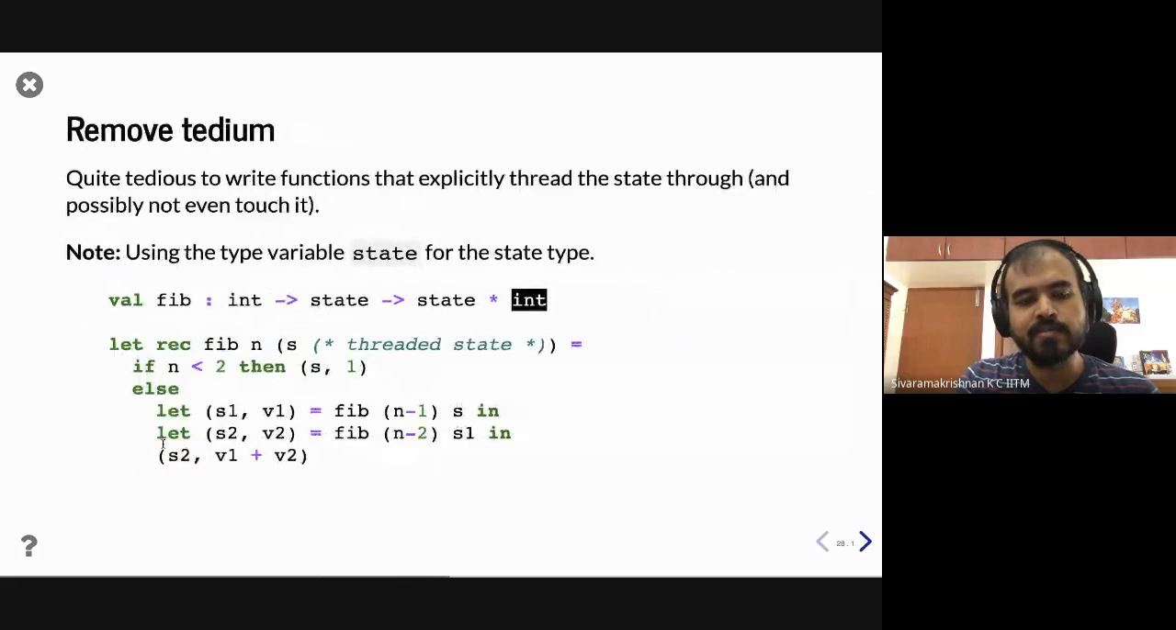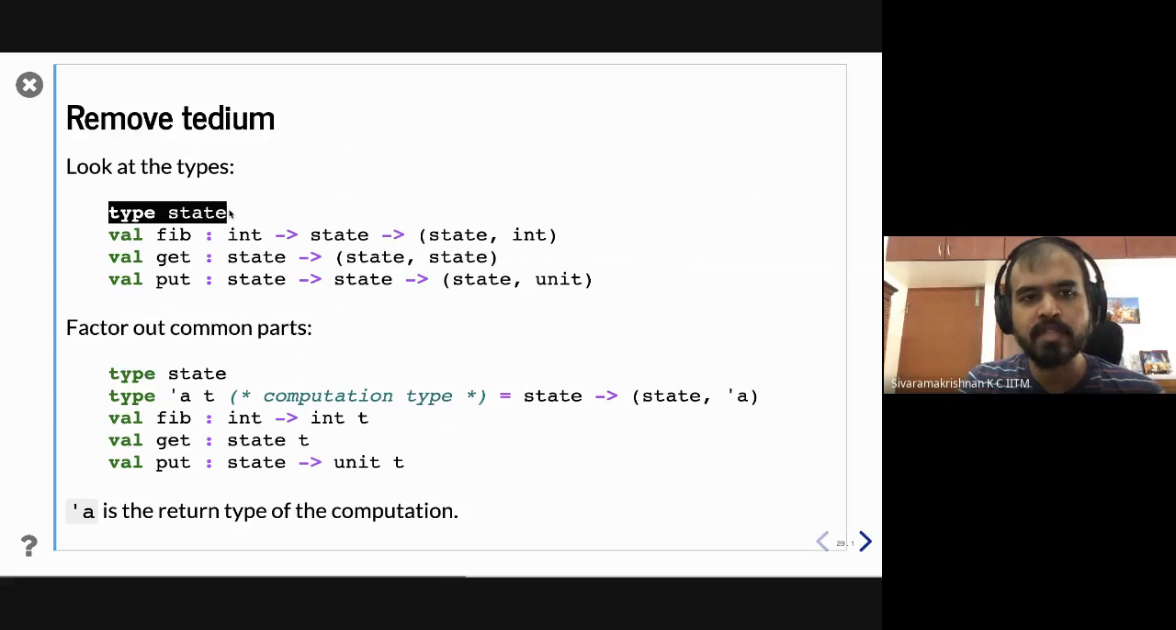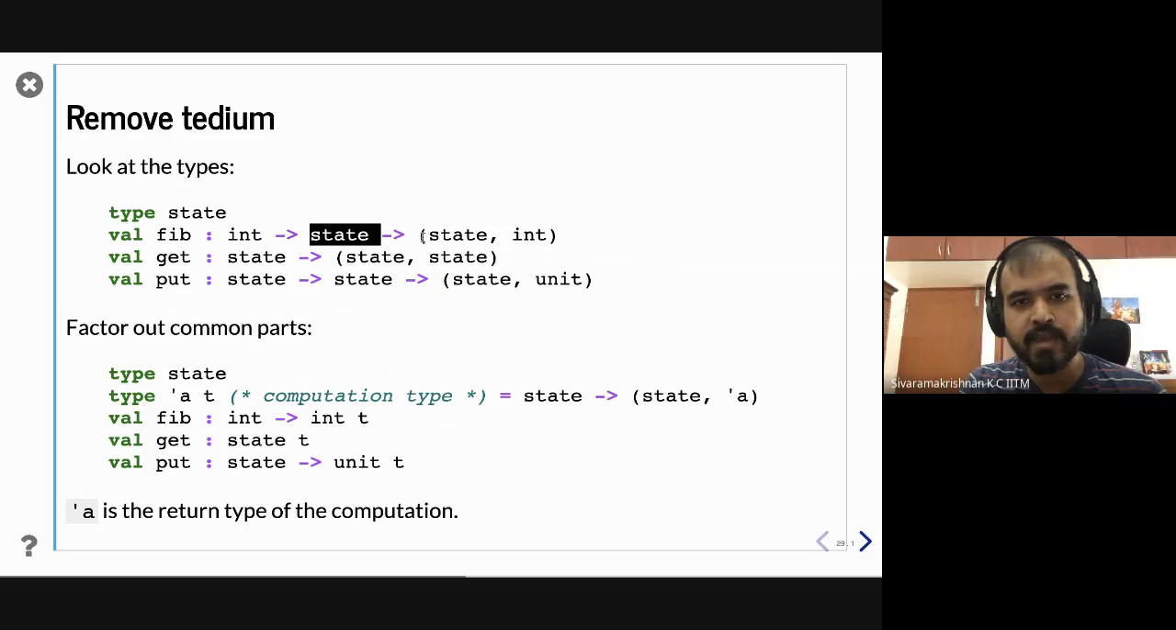So one thing we are good at doing in functional programming and in this course is abstracting things away, right? We want to abstract away the details so that we get something that is sensible to program with. So let's just look at the types. As I mentioned before, I'm going to use the type variable state for the state. Fib itself was a function that took an input integer, the current state, and returns a pair of the new state and an integer.